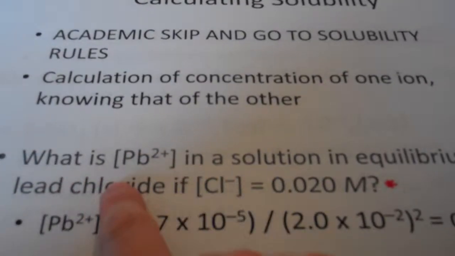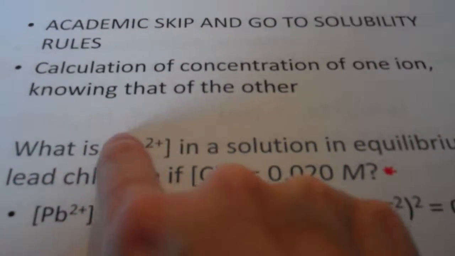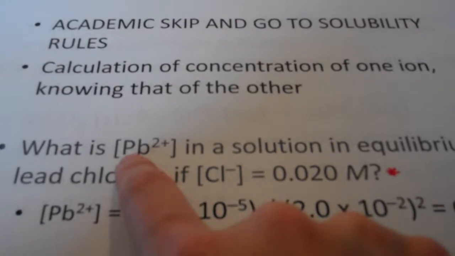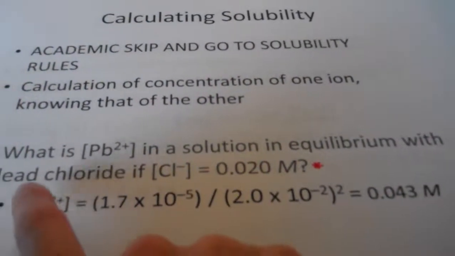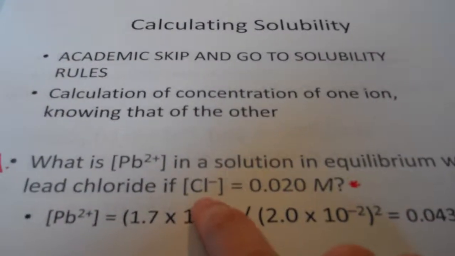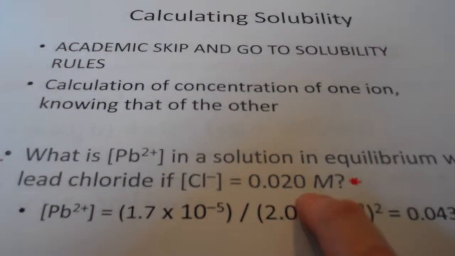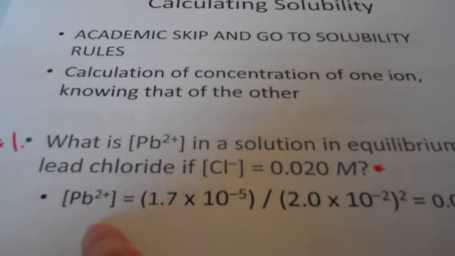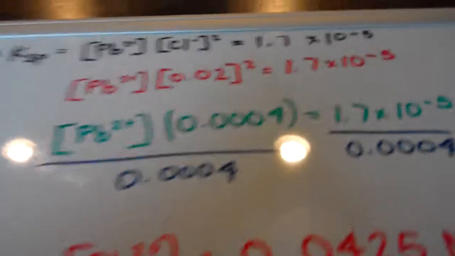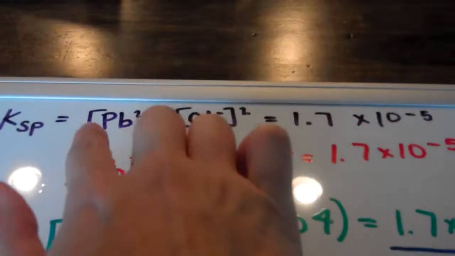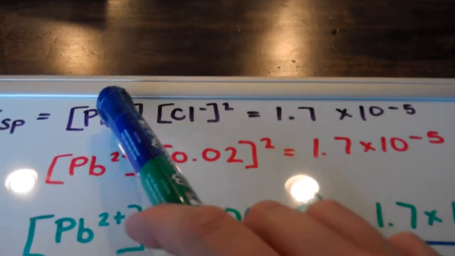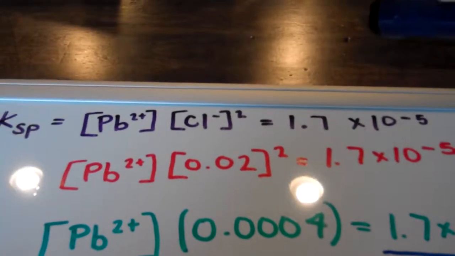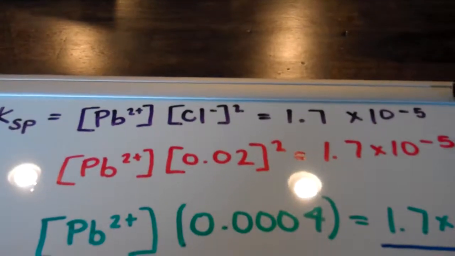So what is the concentration of lead, because again, brackets mean concentration or molarity. What is the molarity of lead in a solution in equilibrium with lead chloride if the concentration of chloride is equal to 0.02 molarity? Alright, so here we have a reaction. I'm going to go ahead and move up so we can see this with the reaction worked out. So here we have our reaction, and here it is with the concentration. You have the concentration of lead times the concentration of chloride squared equals KSP.